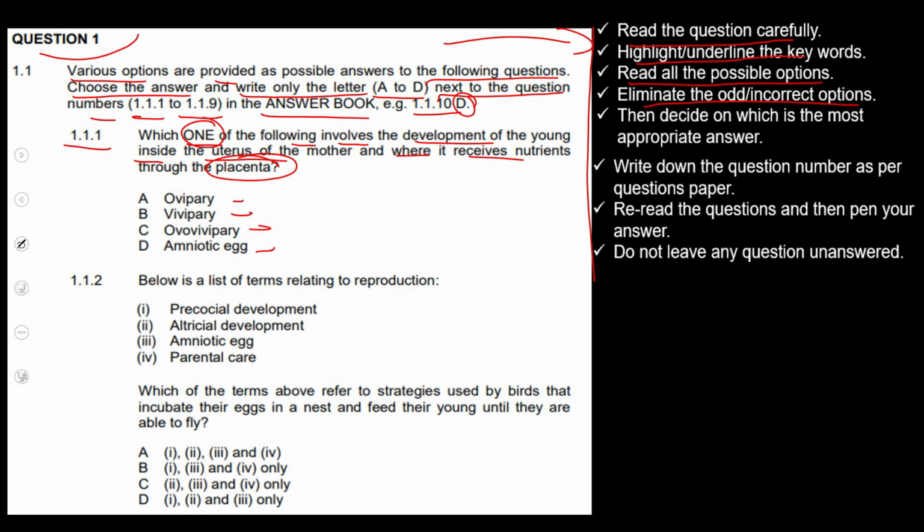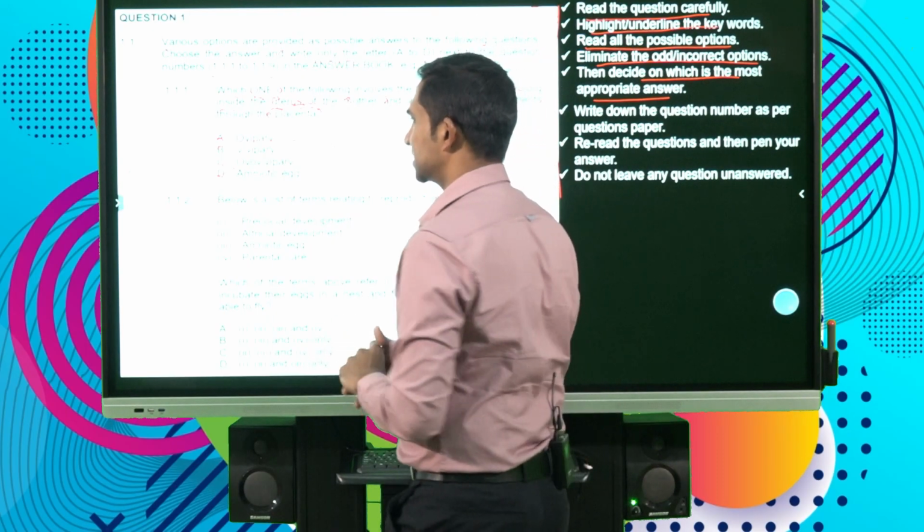So again, I'd like to read the question again so that I'm not distracted. Which one of the following involves the development of the young inside the uterus of the mother, where it receives nutrients through the placenta? So guys, I know that I've got to eliminate. So inside the uterus of the mother means that it's not oviparous. It's definitely not the amniotic egg. Now we've got two options that are clearly possibly correct. Then decide on which is the most appropriate answer. I know that I've understood my concepts well, and now I'm going to select the correct answer.